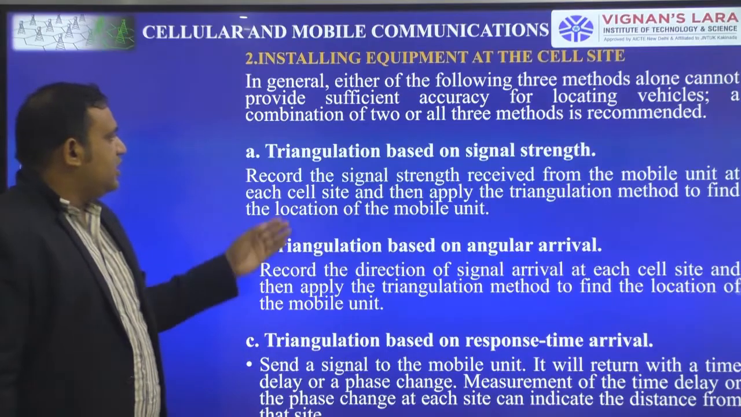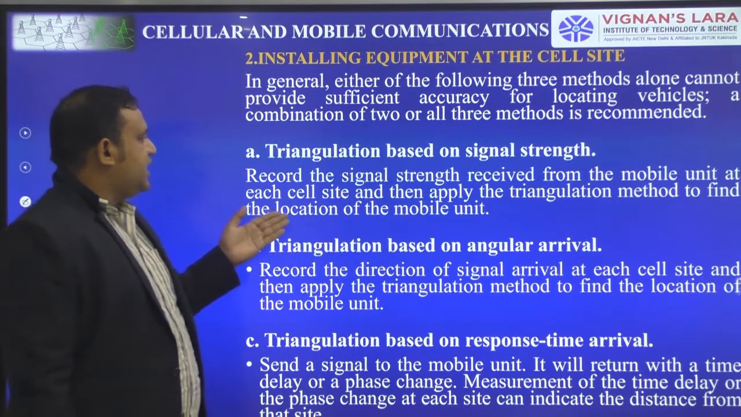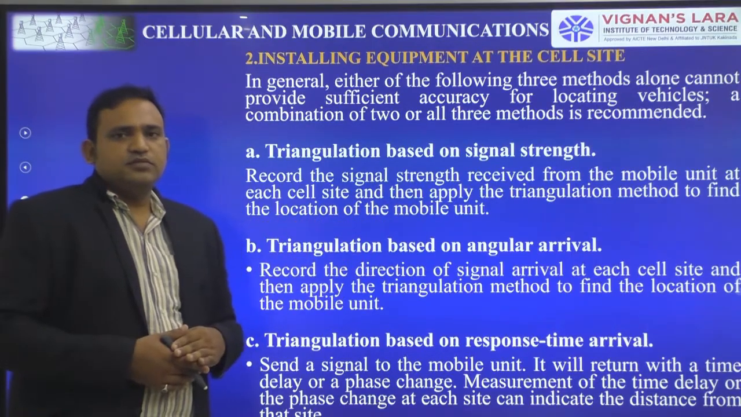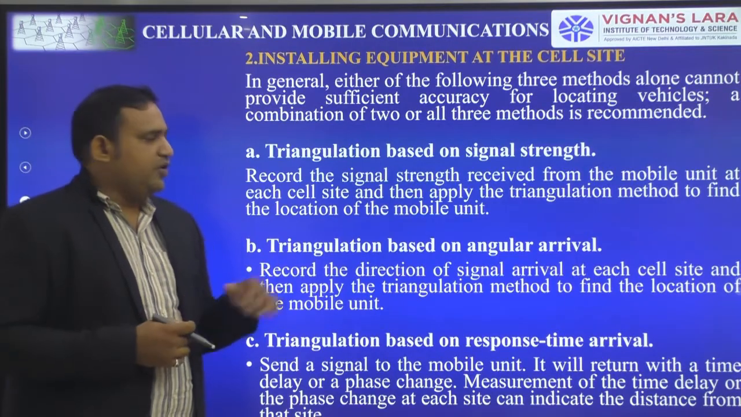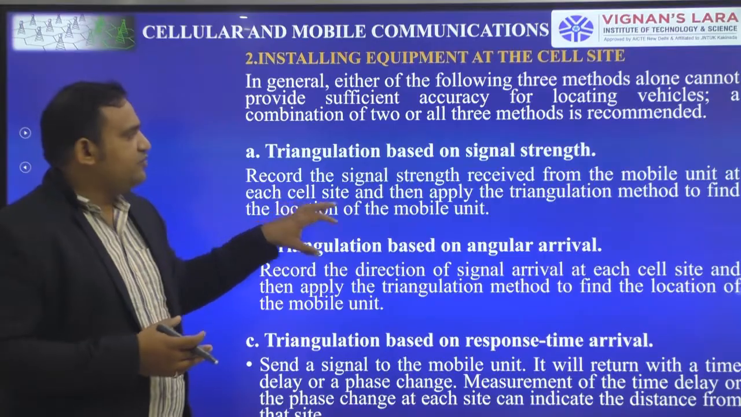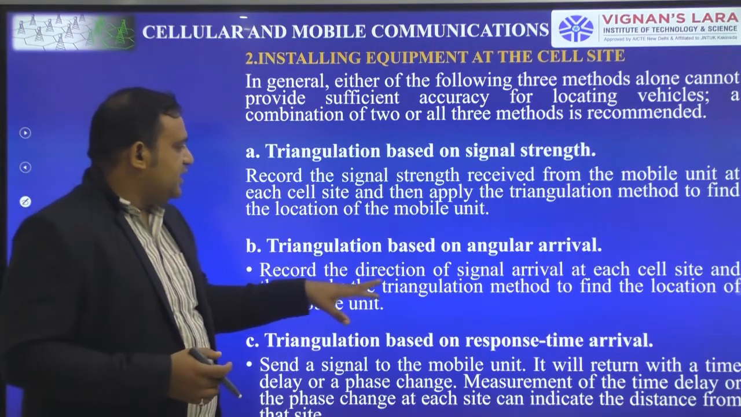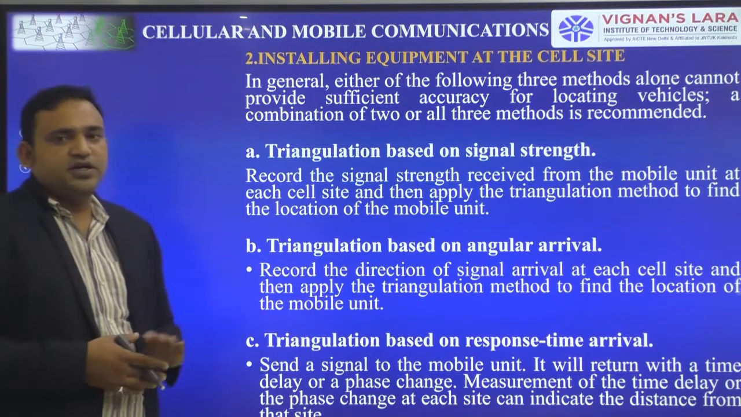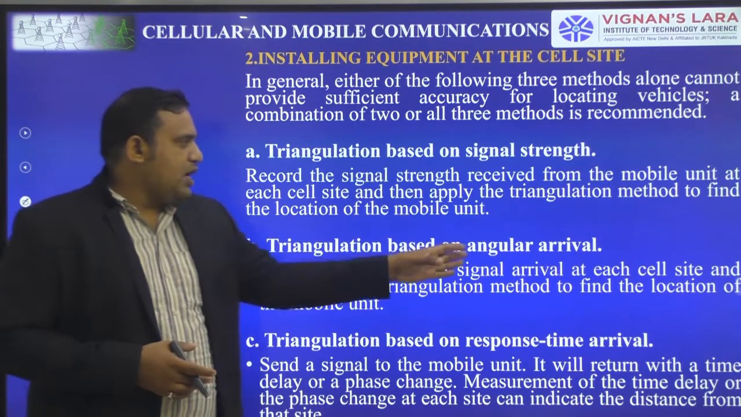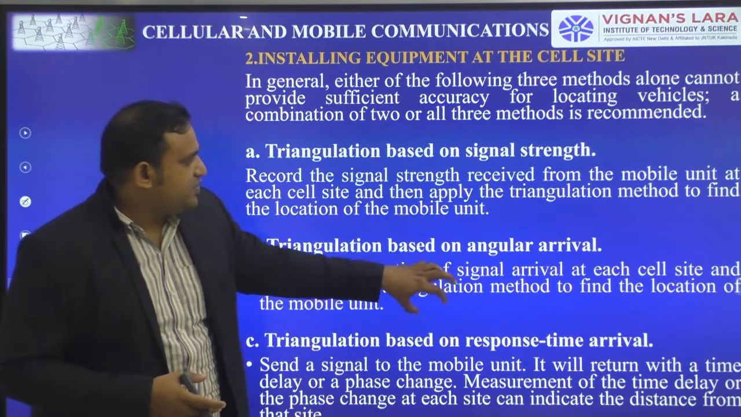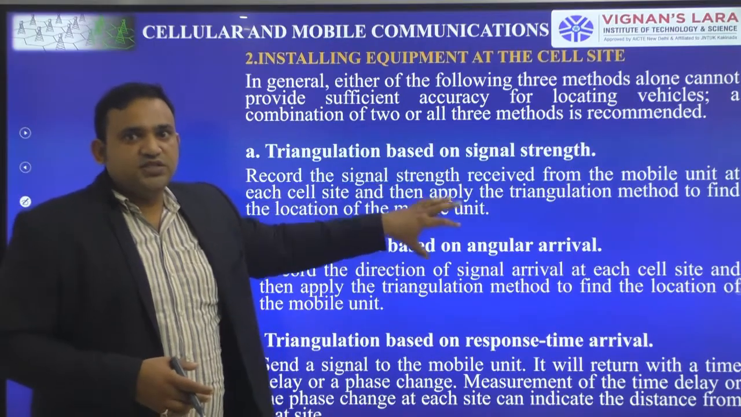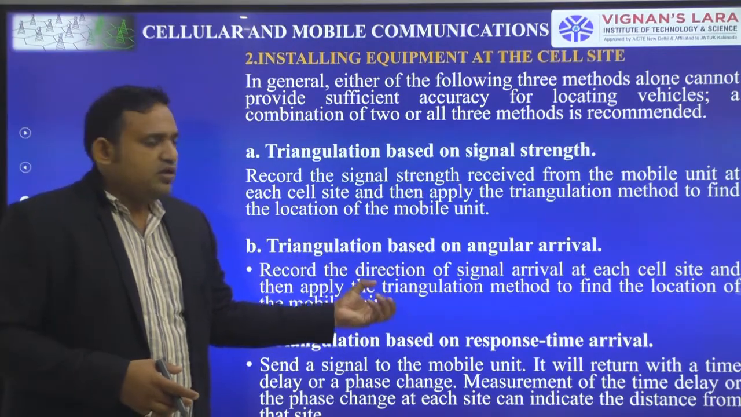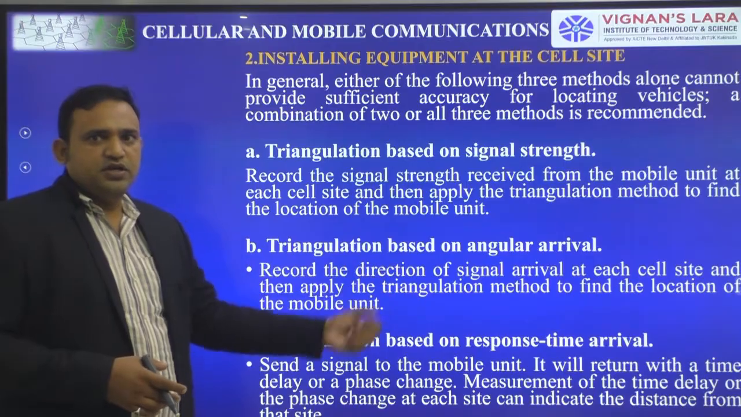Record the signal strength received from the mobile unit at each cell site and then apply the triangulation method to find the location of the mobile unit. By calculating the signal strength, we find the location of the mobile unit. Second, record the direction of the signal arrival at each cell site and then apply the triangulation method to find the location of the mobile unit. That is angular arrival. Here it is the direction of the signal, there it was the strength of the signal. Based upon the direction of the signal, we calculate the location of the mobile unit.